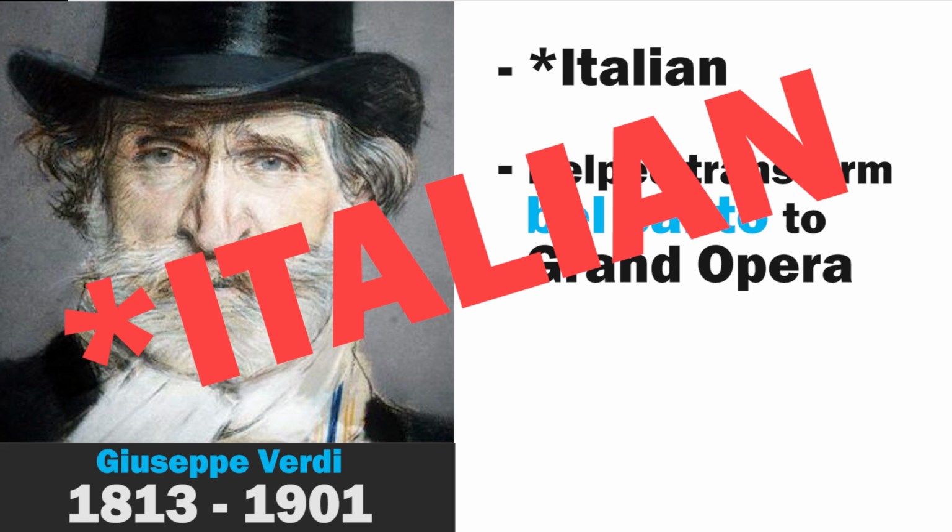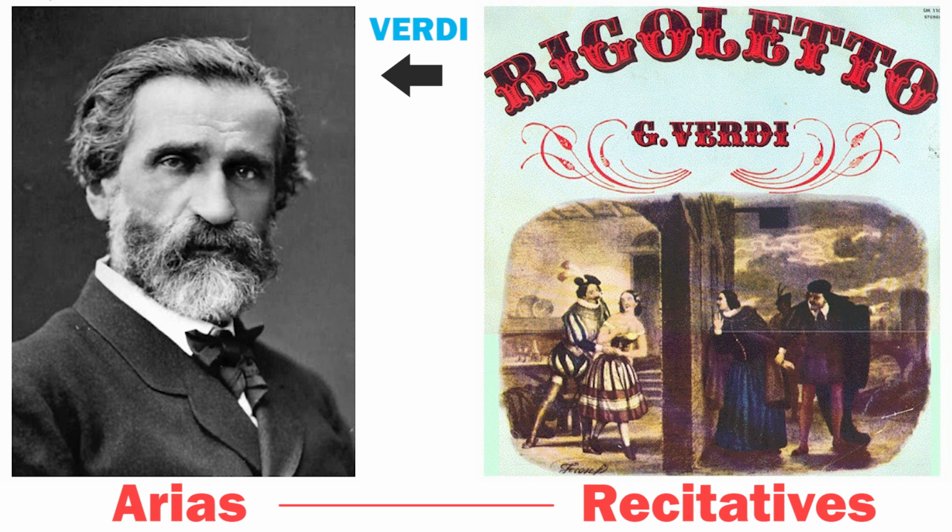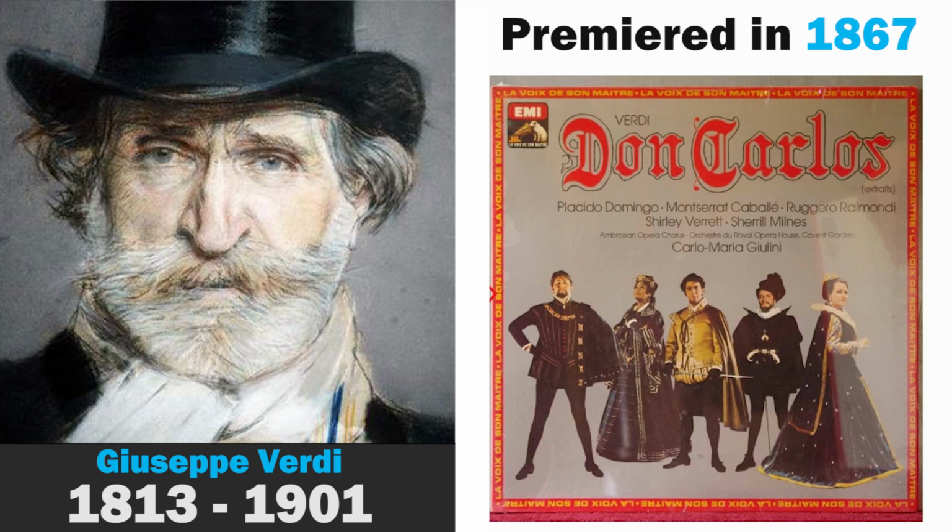Giuseppe Verdi was one of the revolutionaries who helped change the course of opera from the highly virtuosic and florid Bel Canto style to the bigger, more dramatic storytelling style of grand opera. He wrote many famous operas that are still performed today, but Rigoletto was particularly revolutionary in that it blurred the lines between arias and recitatives, so that there was less distinction between the two. And then, which we'll talk about in a moment, his opera works culminated in Don Carlos, which is considered one of the greatest French grand operas. Don Carlos was a grand opera by Verdi, which premiered in 1867.